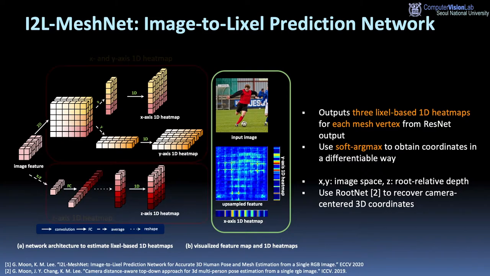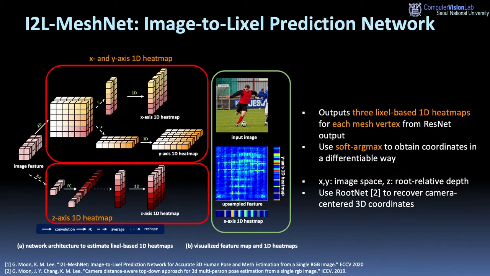Our I2L MeshNet then outputs 3 Lixel by 1D heatmaps for each mesh vertex from ResNet output. We use soft argmax to obtain coordinates in a differentiable way. X and Y axis of the 1D heatmaps are in image space, and Z axis is the root relative depth space. We use RootNet to recover camera center 3D coordinates.